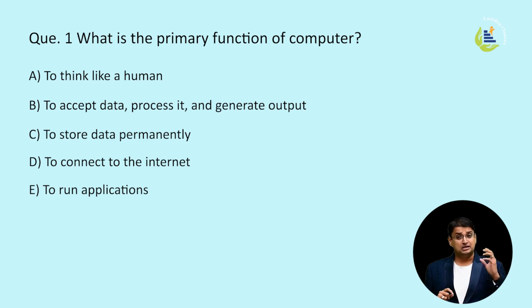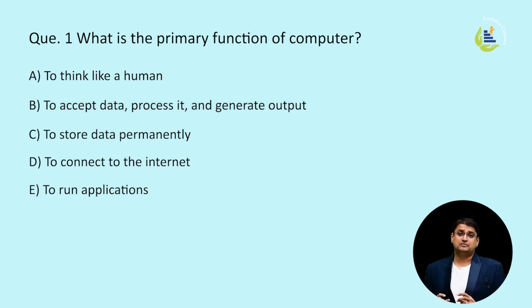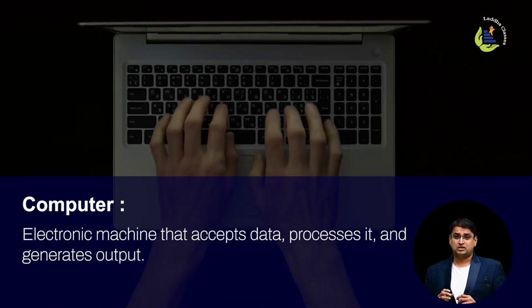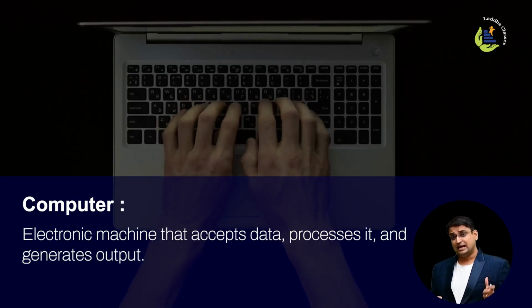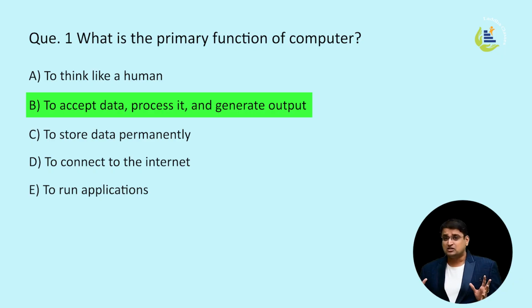Correct answer option is B, to accept data, process it, and generate output. Because a computer's main role is to take input, process it, and produce output. Other options do not accurately describe the full scope of a computer's main function.